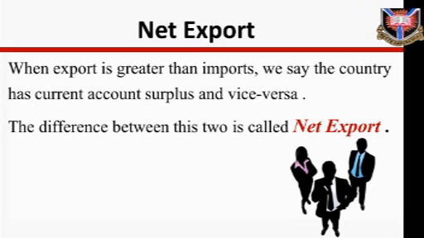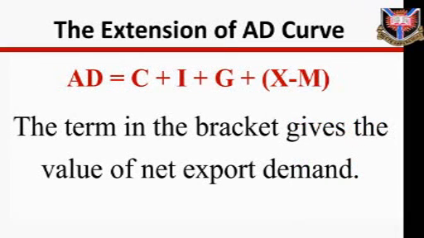We can then extend the aggregate demand to include the net export component as follows: AD equals C plus I plus G plus X minus M.